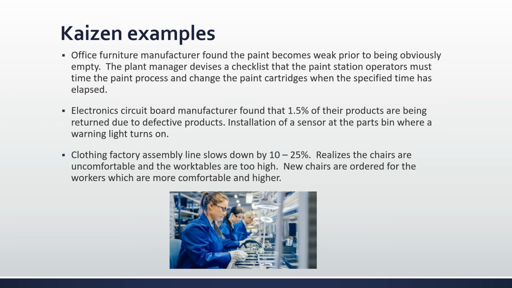And last, at a clothing manufacturer, a certain assembly line often slowed down by 10 to 25%. After inspecting the line for a few weeks and talking to the line operators, the president realized that the chairs were uncomfortable and the work tables were too high, creating a high stress environment for the operators. So new chairs were ordered for the workers, which were more comfortable and higher.